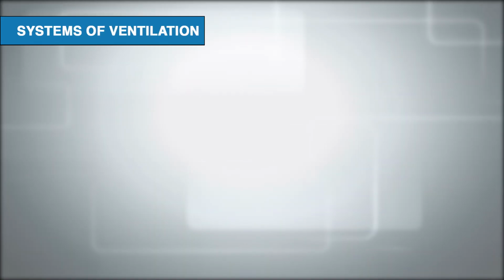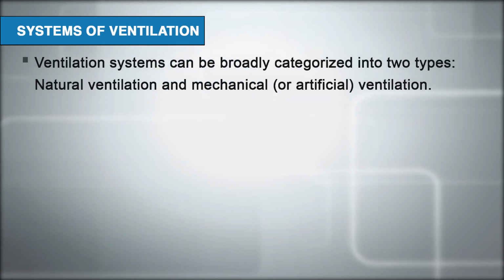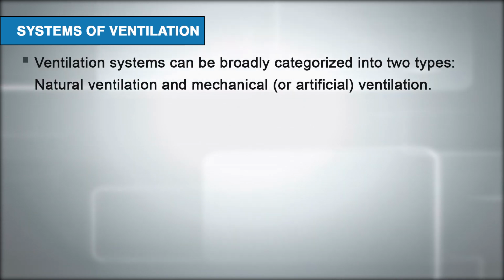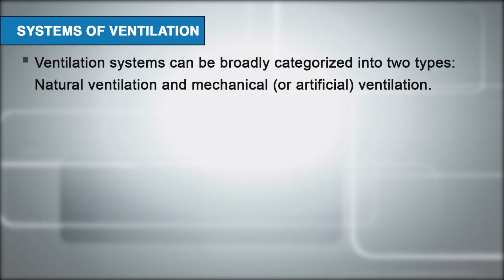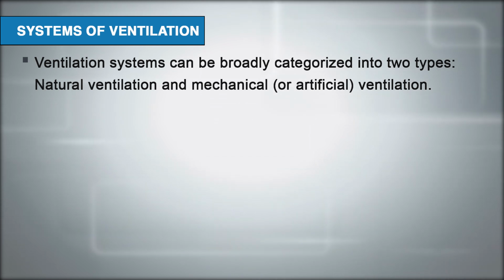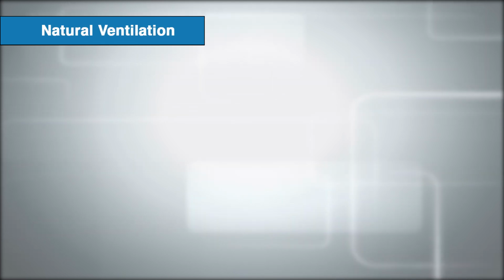Typically, the effective temperature should be around 20 degrees Celsius in winter and 22 degrees Celsius in summer to maintain comfort. Next, we will talk about systems of ventilation. Basically, ventilation systems can be broadly categorized into two types. First is natural ventilation and second one is mechanical ventilation. First, we will discuss natural ventilation.